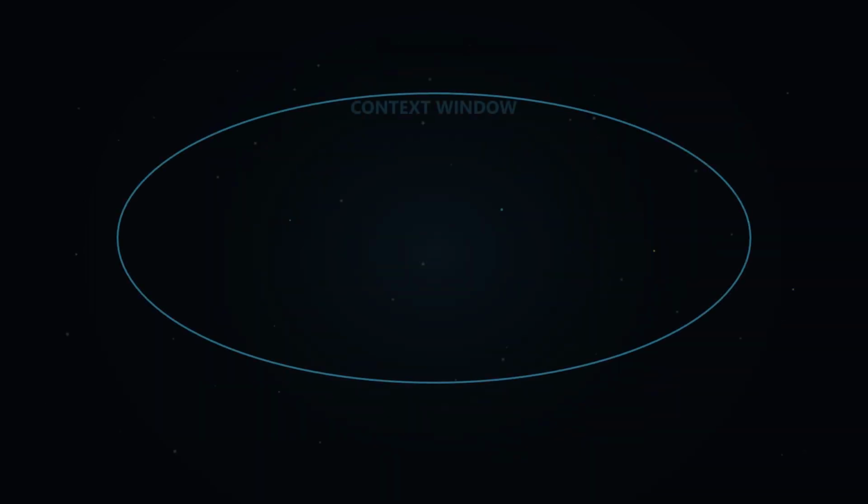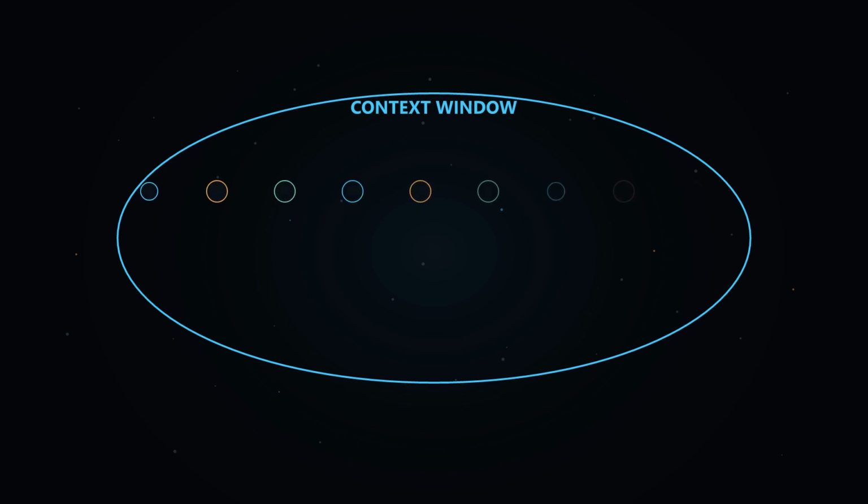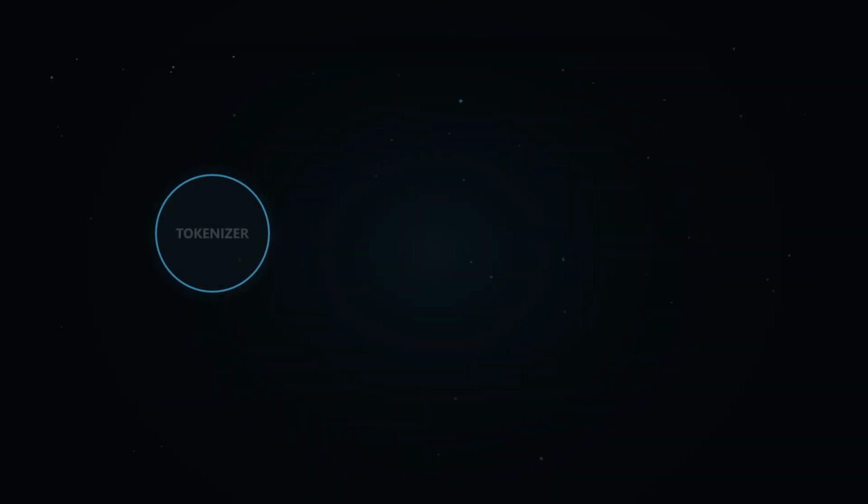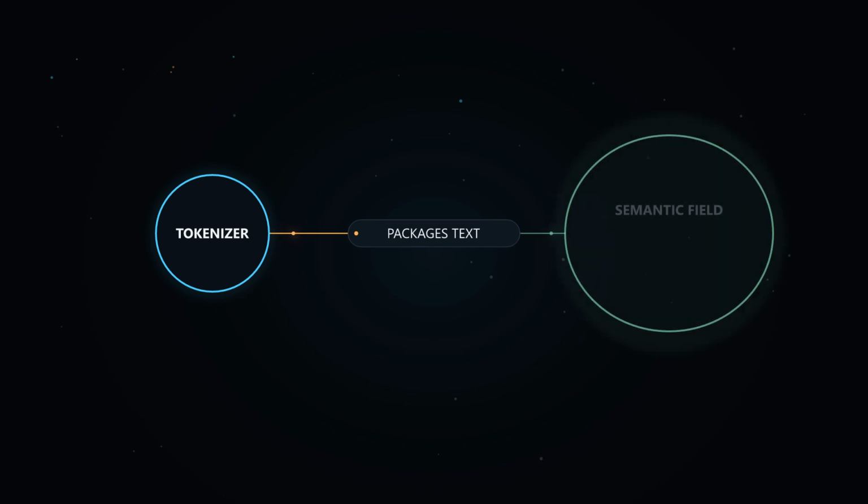Context windows are measured in tokens, not words. Tokenization therefore changes how much text fits, how much computation is required, and often how usage is counted. But the tokenizer still does not understand the sentence. It packages text into reusable units; meaning emerges later from how the trained model relates those units across context.